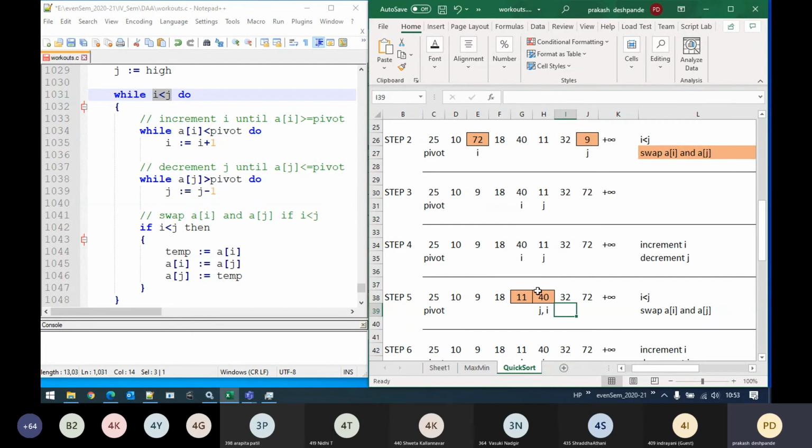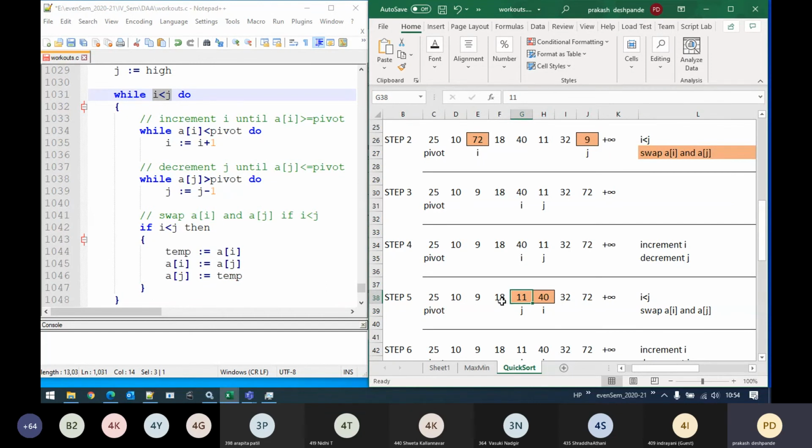Now, next at I we have 40. Is this 40 less than pivot? No, sir. No, means we have to stop incrementing I. Now look at J. J is 40. Is this 40 greater than pivot? Yes, sir. So decrement it. From here, J will get decremented and come to its previous value over here. Now at J we have 11.